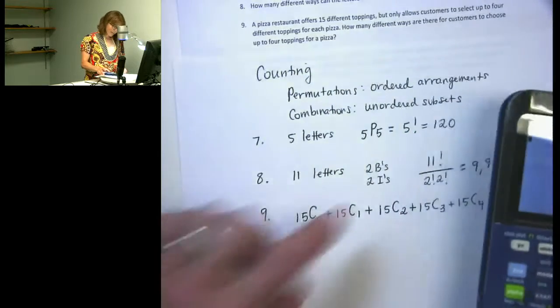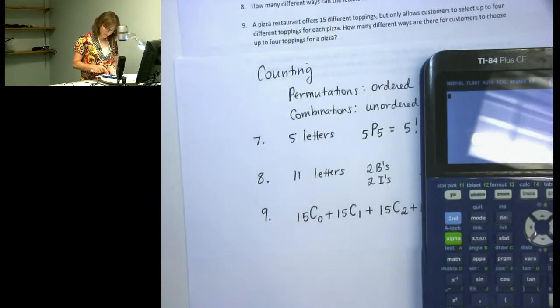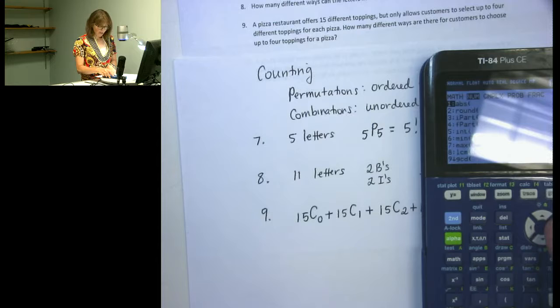So if I want to calculate, say, 5 factorial, I can do 5, and then I go to the math. Just make sure we see here, math. And then scroll across till we get to the probability part, and then scroll down to the factorial. Press enter again, and it does the calculation for me.